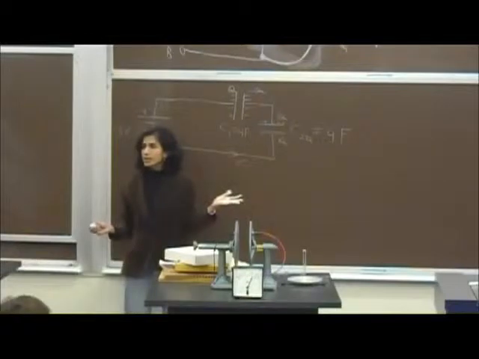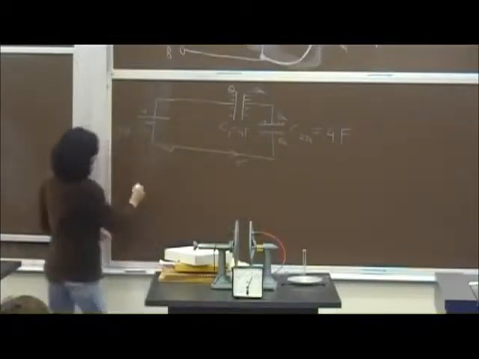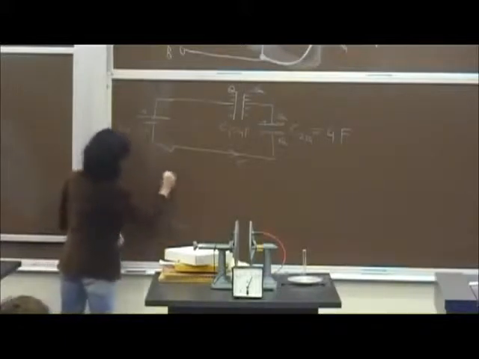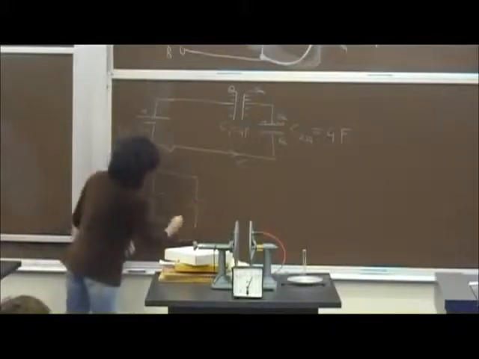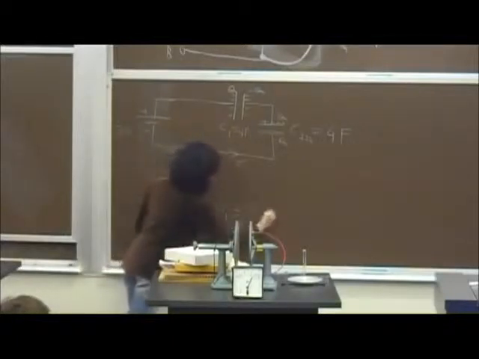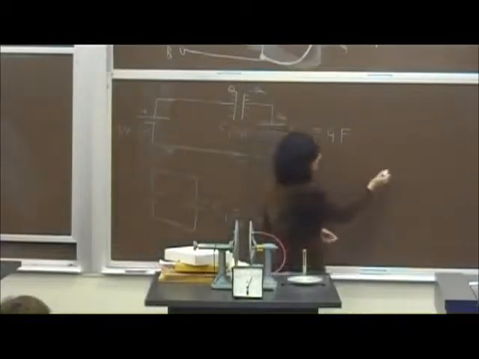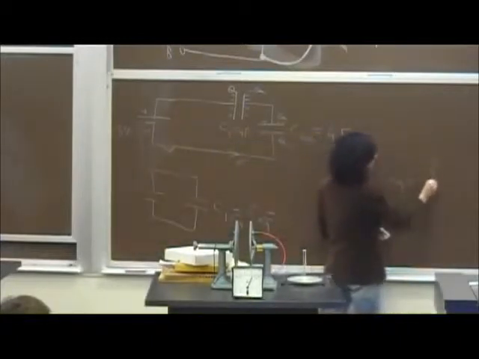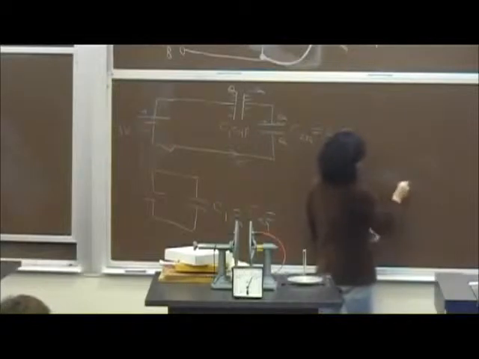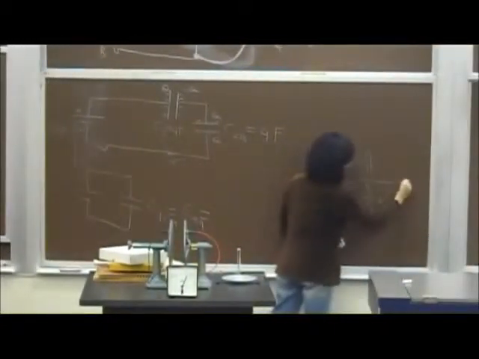Any questions about this? Okay, so at this point we can find the equivalent of these two, and the equivalent of these two will be, let's give it a name, C1234, which is the equivalent of the whole thing. These two are in series, so the C equivalent will be, again, 1 divided by 1 over 4 plus 1 over 4, which is 2 farads.